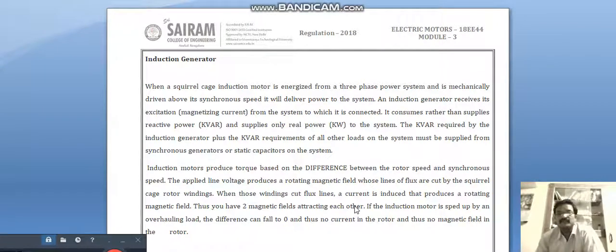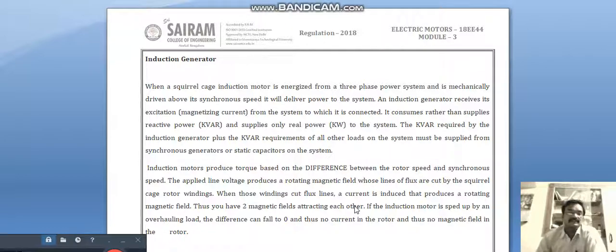Hi to all. In this video, we are going to see how the induction motor works as an induction generator. Normally, there is subsynchronous and supersynchronous operation. If it goes to supersynchronous, the speed of the rotor will be more than the stator. Then it acts as a generator.